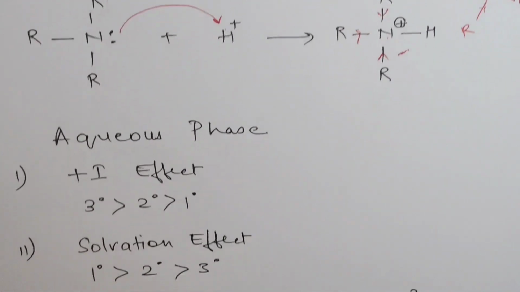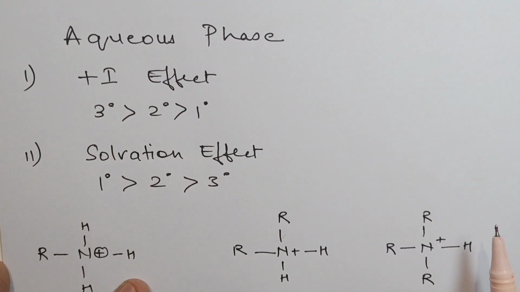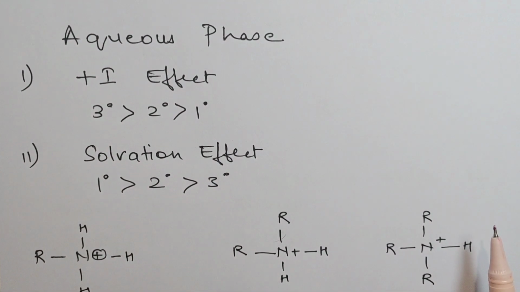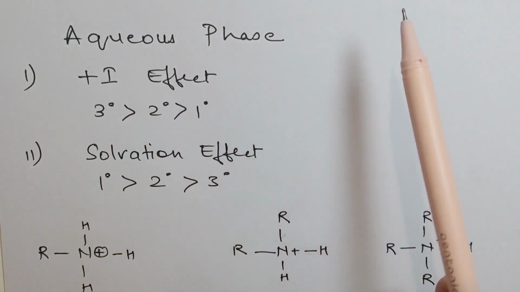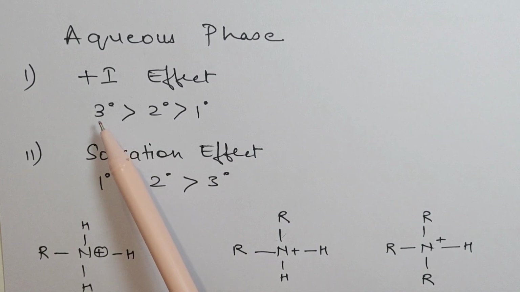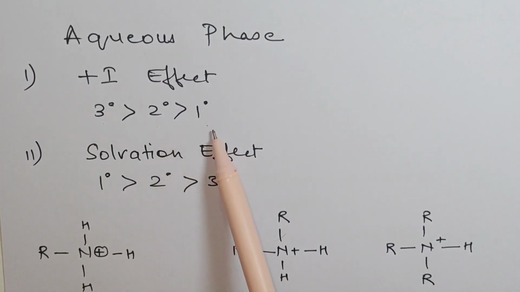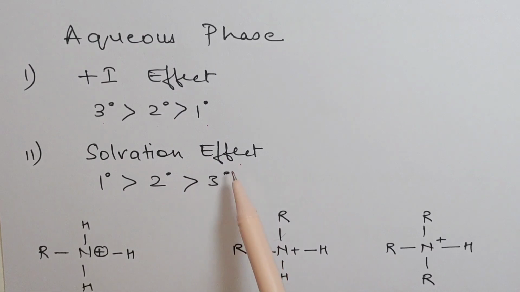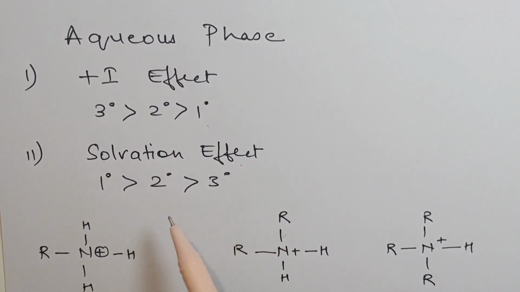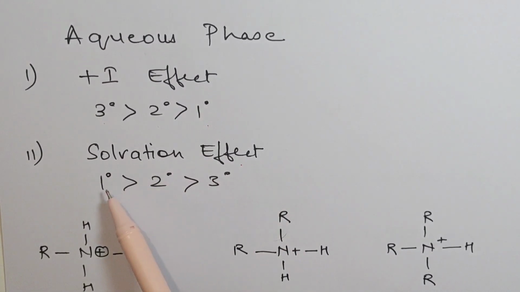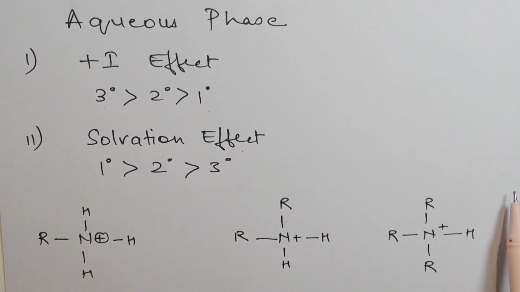Moving on about the aqueous phase. Now, aqueous phase is not all that simple. It has two effects. Plus I effect, which we just discussed, which makes tertiary amine more basic than secondary than primary. But then there is a solvation effect, which acts in the opposite direction. Basically, which makes primary amine more stable than secondary than tertiary. Primary amine more basic than secondary than tertiary. Why is that? And what is the solvation effect?